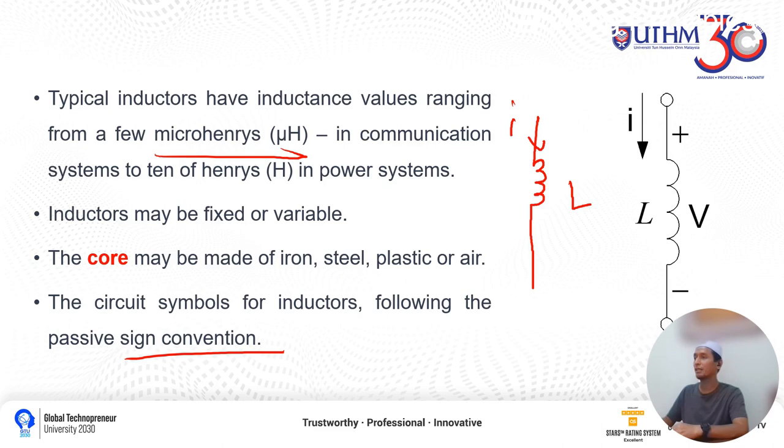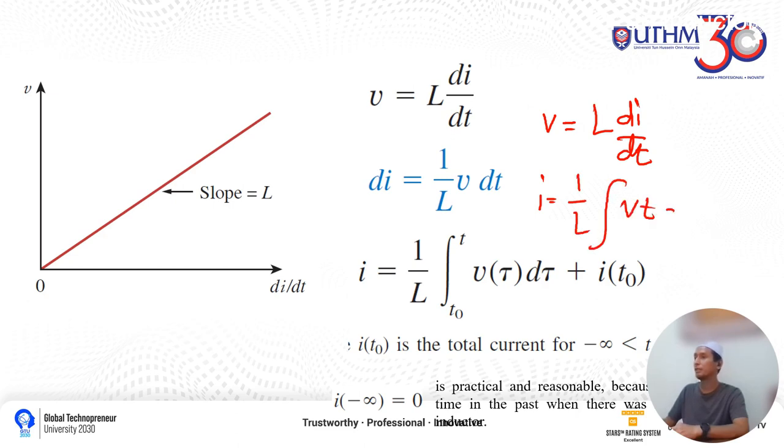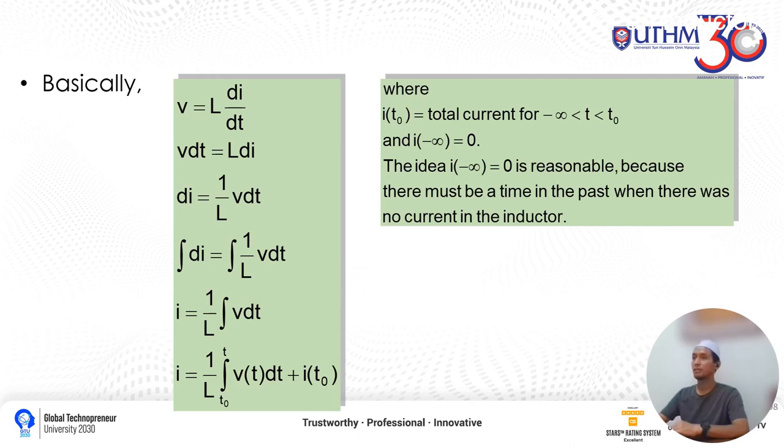Okay, so we know the basic equation for the inductor is V equals L di over dt. Okay? So from this, you can determine the value of current, which is i equals 1 over L integral of v dt. Okay? So you can try to do the example, then you will understand how to use this mathematical model for the inductor. But when you try it, if you're having trouble to solve this, you can always contact me, PM me to ask the question. Okay.